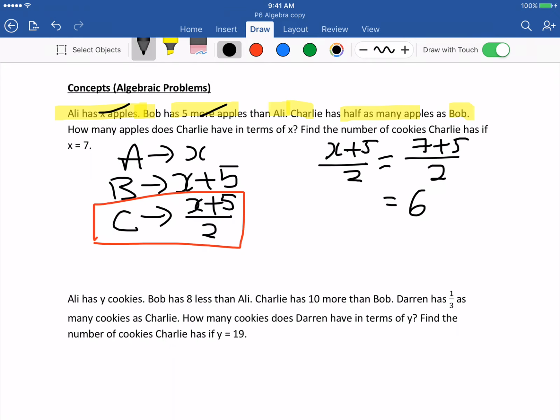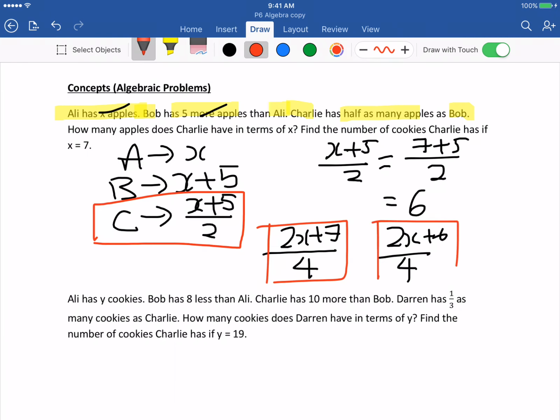Before I move on, let me ask you which fraction can be simplified and which cannot be simplified. Maybe 2X plus 7 over 4 or 2X plus 6 over 4. Which of the two fractions can be further simplified? Okay, the answer is this one. This can be further simplified. For this one, this is the final answer.